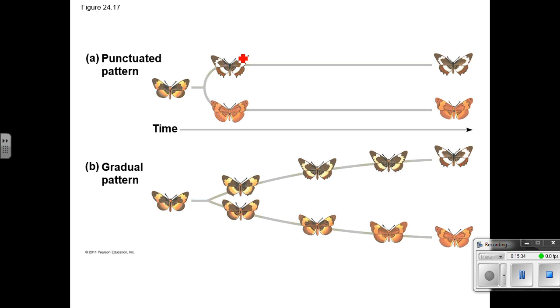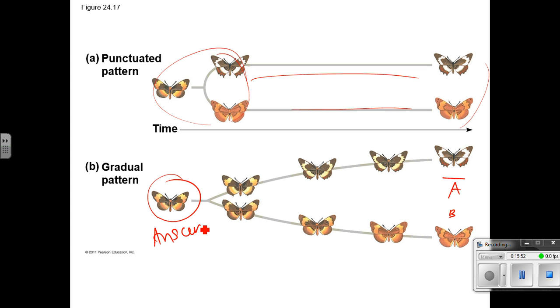These two change very drastically over a shorter period of time, and then they're pretty much the same for a really long time, and then they undergo some kind of change, and now they're separate species. This is where you have more gradual changes that ultimately result in two different species originating from this ancestral species.